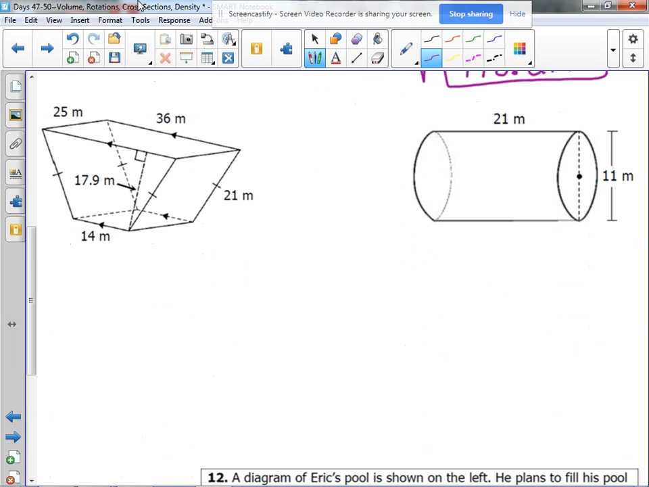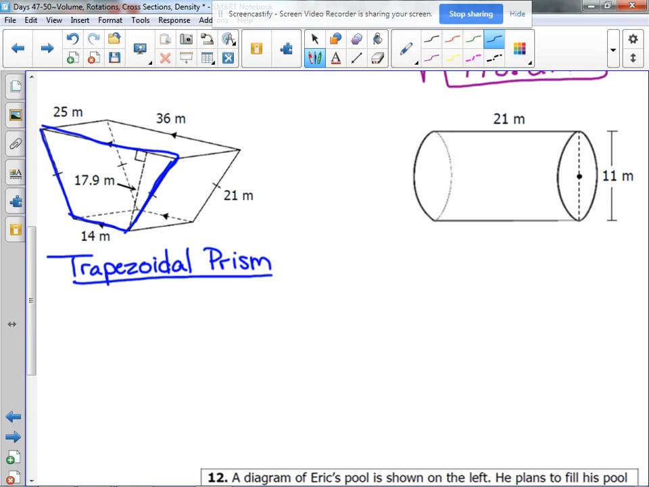All right, let's look at this next figure. What shape is the base of that one? Anybody? What is this? What do we call that shape? Trapezoid. Thank you. I'm not trying to trap y'all, I just want you to participate. This is a trapezoidal prism. Trapezoidal prism right here.